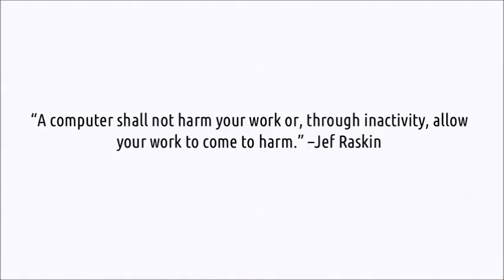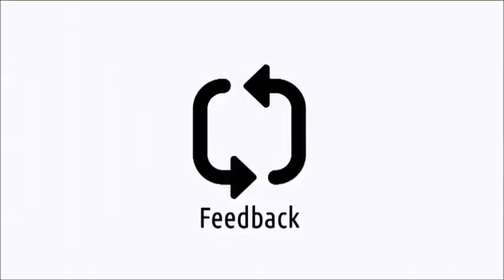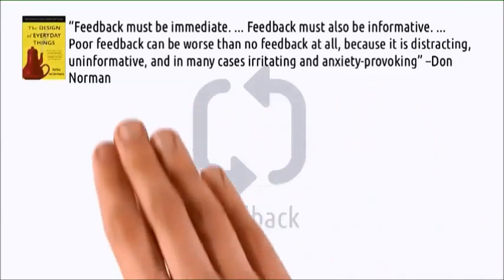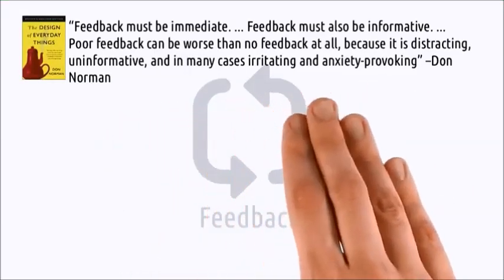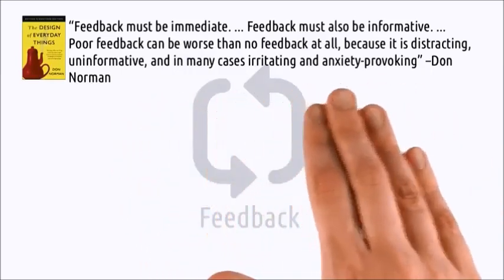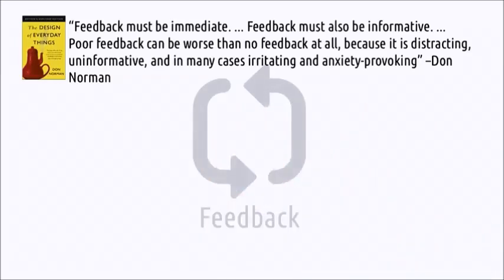So we first have to make sure that the system prevents the user from doing too much damage accidentally, either by constraining them away from making those mistakes, or allowing an easy way to recover once those mistakes have been made. Second, the system should give plenty of feedback so that the user can understand why the error happened and how to avoid it in the future. Norman writes that feedback must be immediate and it must be informative. Poor feedback can be worse than no feedback at all because it's distracting, uninformative, and in many cases, irritating and anxiety-provoking.